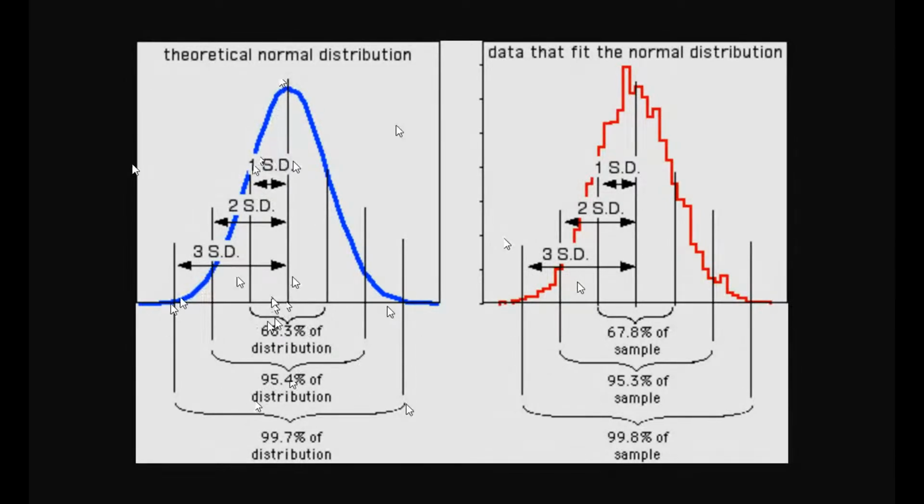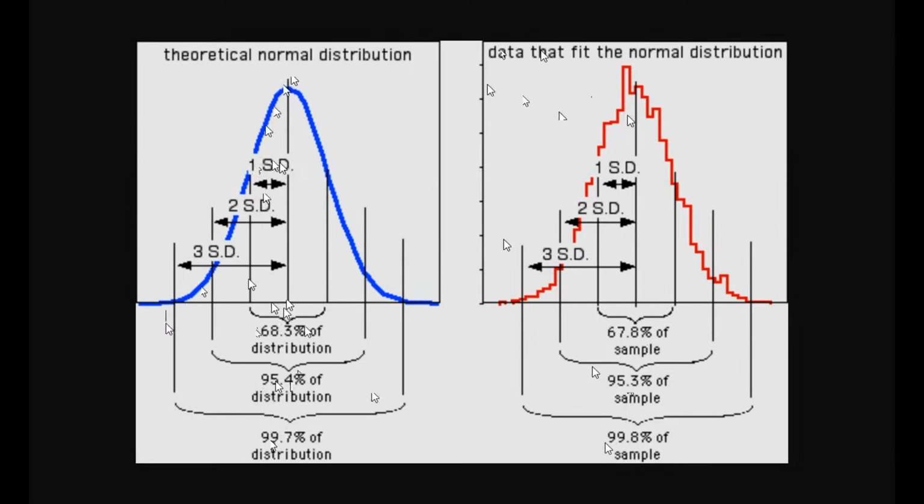Okay, till where we are calculating, and that gives us the total distribution. That is 99. This is 68. This is 95, and this is 99 distribution. Same thing, data fit in the normal distribution. Theoretically, you will say normal distribution looks like this, but this is the data that fit in normal distribution.